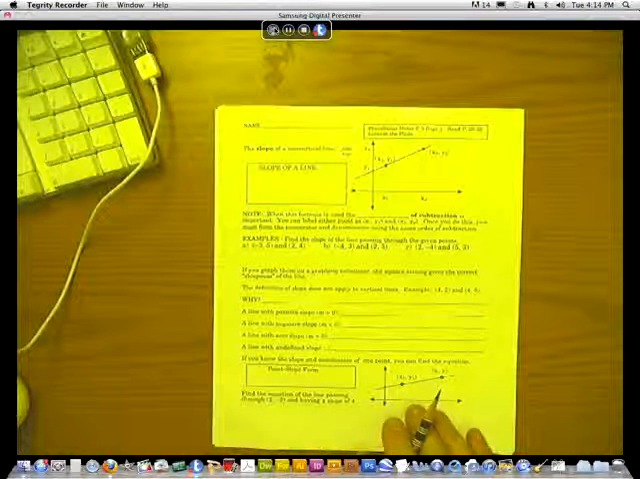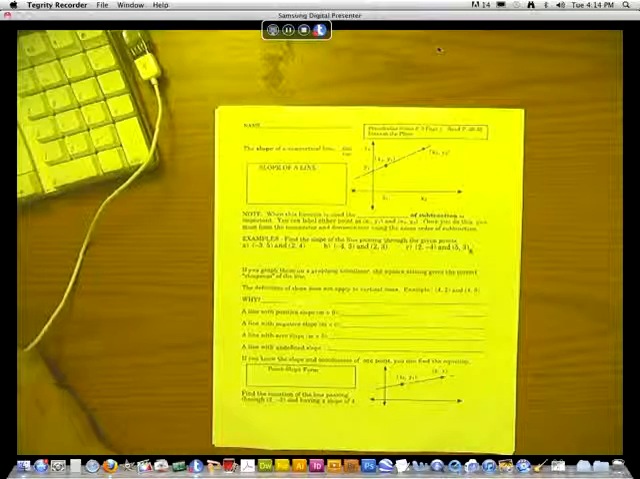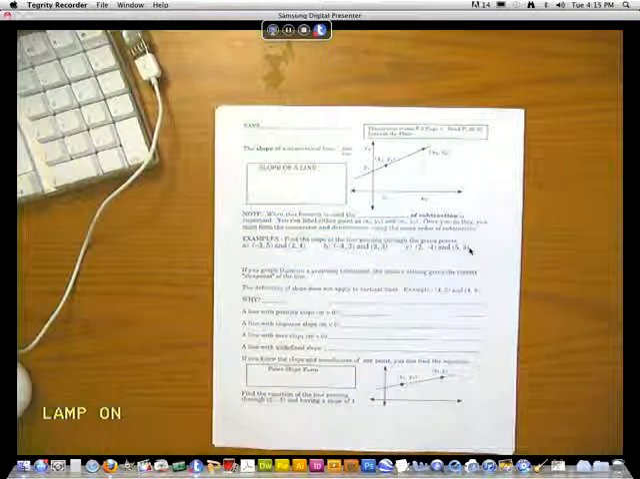Alright, we have P3. Ooh. Let's see if we can make that better. There we go.